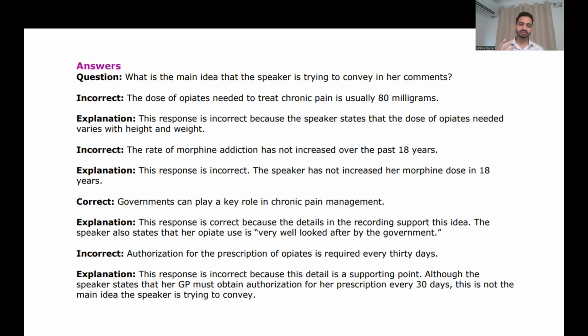So the only option that is correct here is the main one. I'm not really satisfied with it being a main idea, but that's the only correct and most appropriate option here. So we're going to go with the government can play a key role in chronic pain management, which is option number 3.